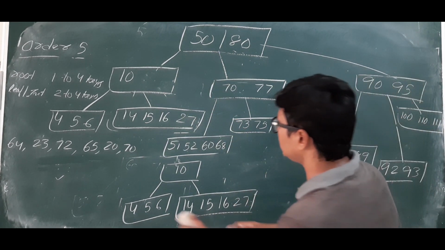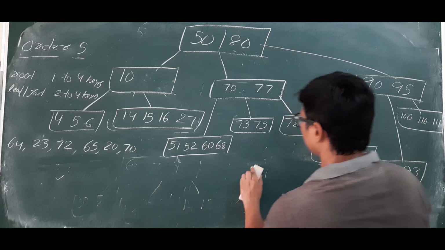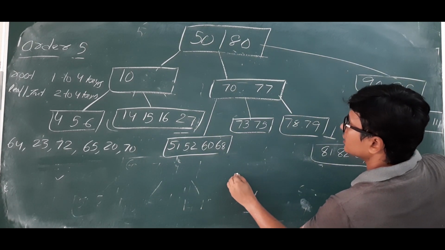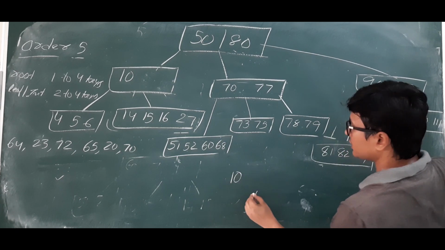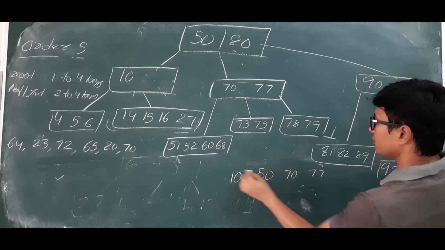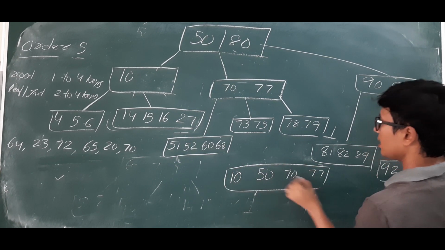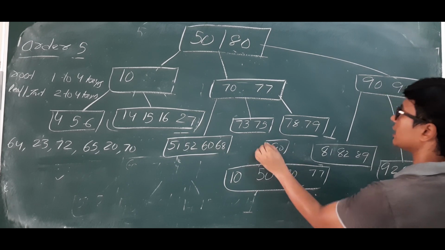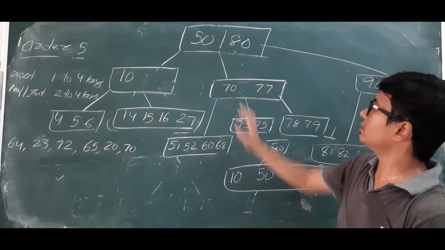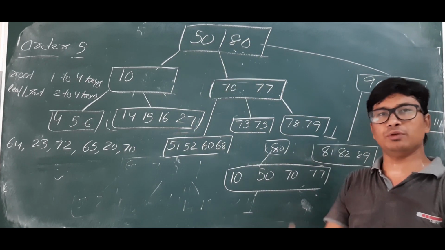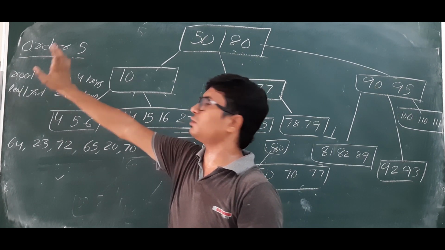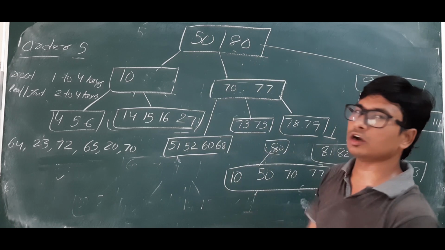If I merge these two with the parent node, let me write how it will look here. You will have 10, 50, 70, 77 there. At the root node you will have 80, because you are merging with the 50, which will be removed from it. Now see this one. First we'll see whether the root node can have only one element. Yes, the root node is permitted to have a minimum of one key, so it is not a problem.